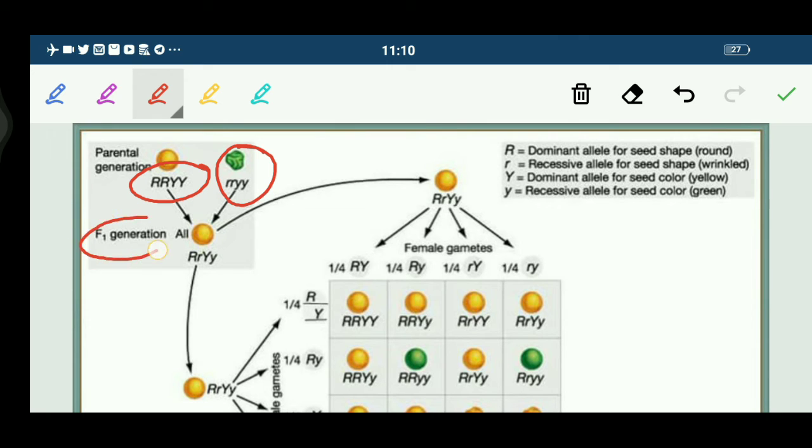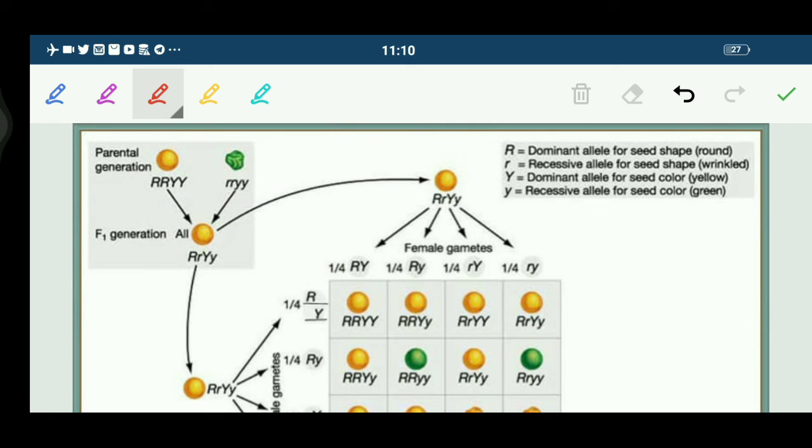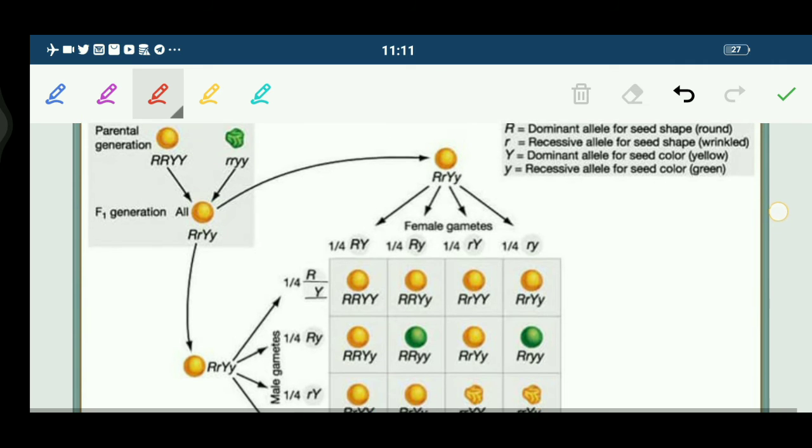So what is the F1 generation that we have got here? What are the gametes? The gametes in the first case are capital R, capital Y. See here, the parent is capital R, capital R, capital Y, capital Y. So what will be the gametes? In this case it is R and in this case it is Y. So we have got R and Y. Similarly, what about the second case? This is small r, small y. If they are fused together, this is formed, that is capital R, small r, capital Y, small y. Now, this is the F1 generation.